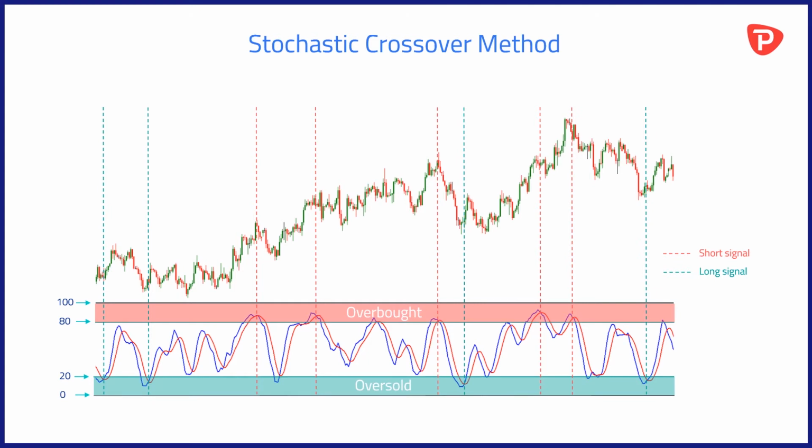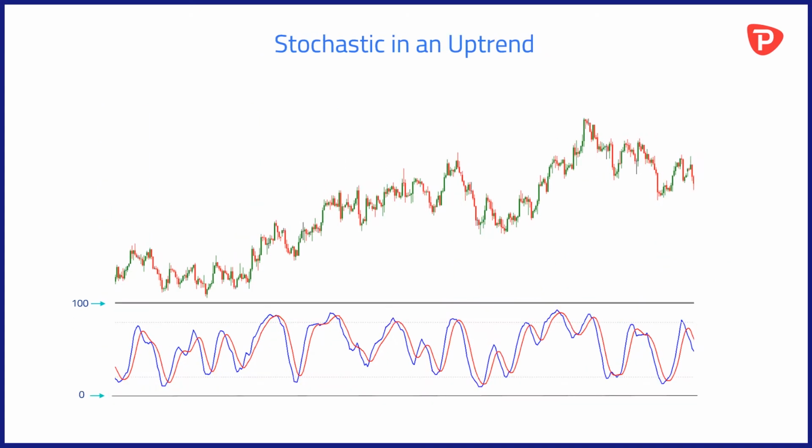Now let's take a look at how you can use the stochastic oscillator in a trending market. Now, although this indicator generally works well and is traditionally traded in directionless markets, there is a method that you can use to trade in the direction of the trend. Let's first look at the stochastic oscillator in an uptrend.